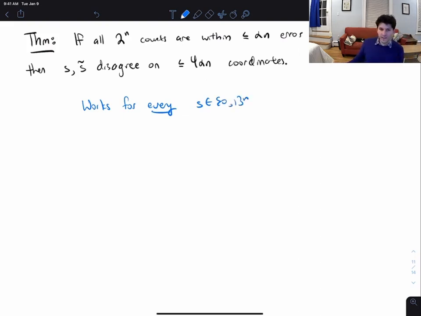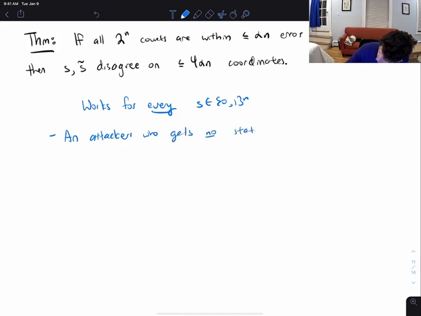And why is that important? Well, first of all, what it means is that it works even if the secrets were completely random. And if the secrets are completely random and I don't give you any statistics about them, then the best an attacker can do is guess them. Note an attacker who gets no statistics can only guess, 50%.